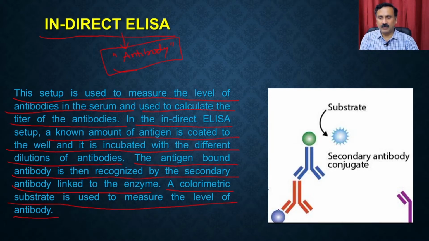So this is what you are going to have, right? First you coat the protein of your interest onto a plate, and then you add the biological fluid where the antibodies are present which you are interested to measure, and then you add the secondary antibody, and then you add the substrate, and that is going to give you the colored product, and that colored product you can measure with the help of a spectrophotometer.